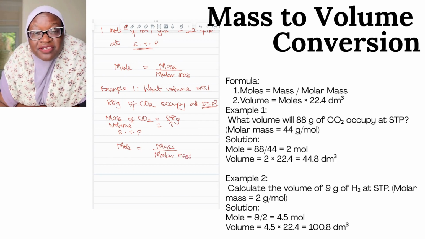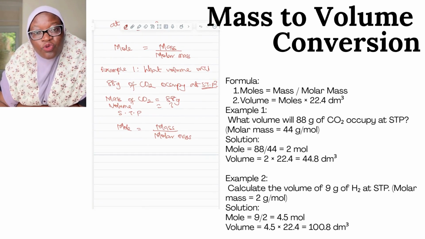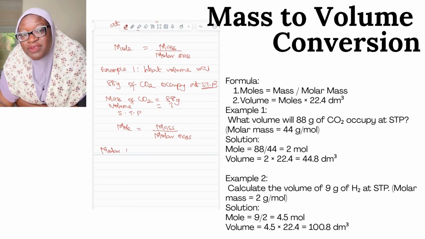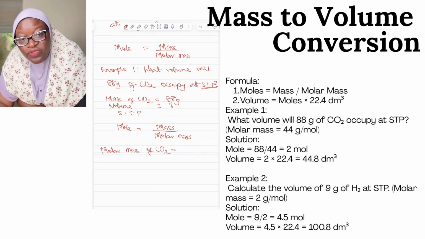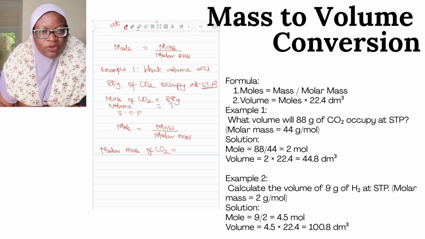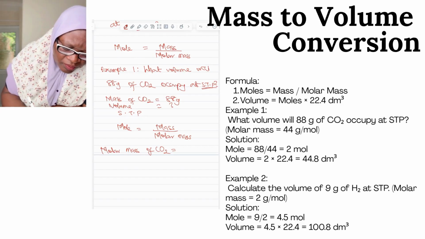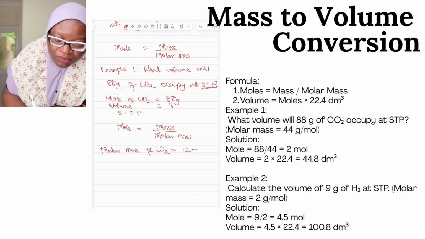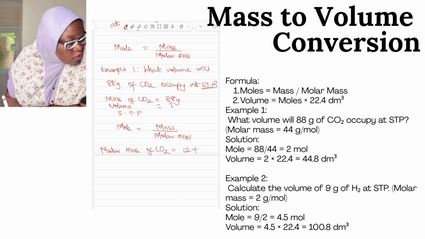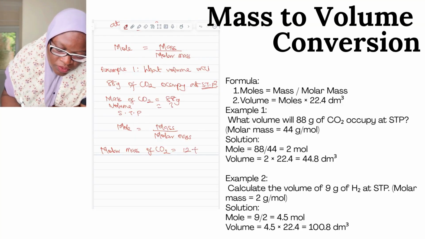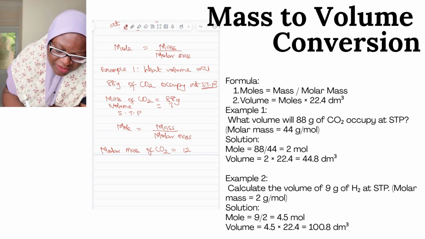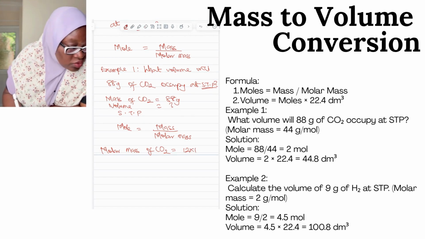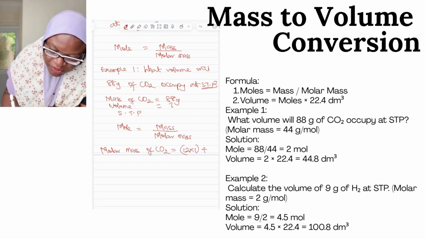So let's say you're doing a reaction that gives off a gas. How do you quantify the volume of the gas that has been given off in that reaction? If you know the mass of the reactant, you can work with this to evaluate the volume. Let's take an example. Example 1. What volume will 88 grams of CO2 occupy at STP?